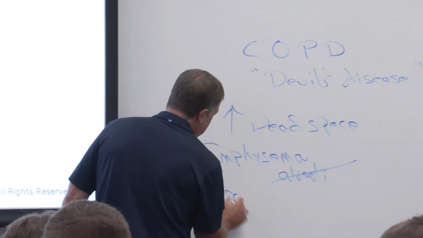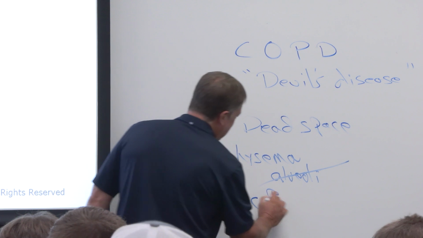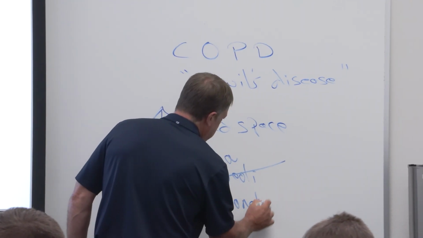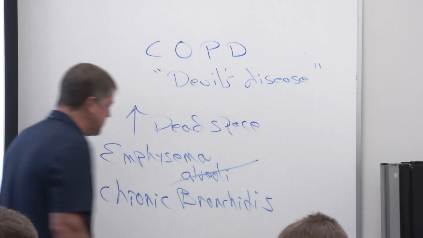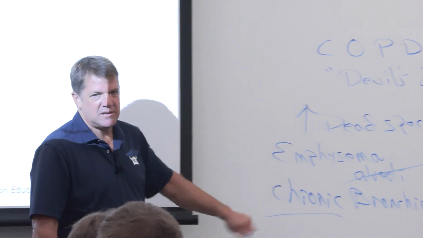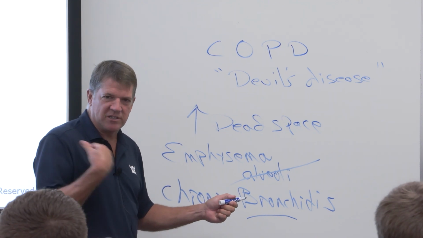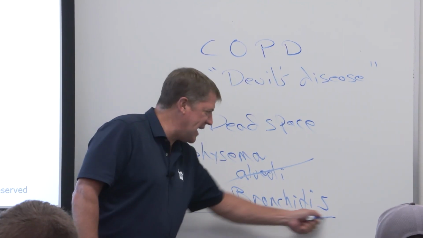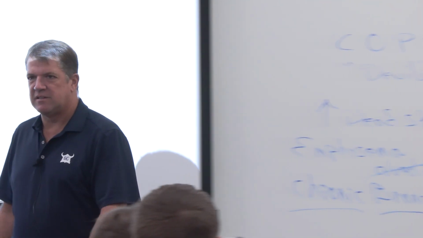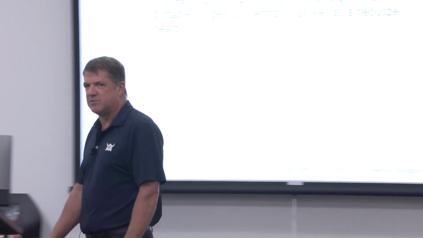Chronic bronchitis. So medical terminology here. Chronic means forever, long term. Bronch means the bronchial tree. Itis means inflammation of, swelling of. So her bronchial tree is constricted down because it's inflamed.